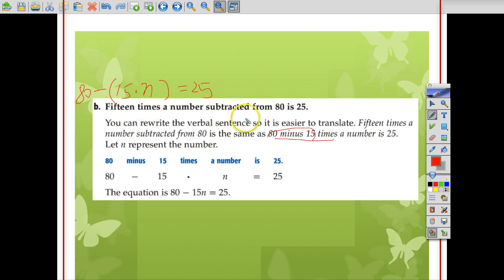So instead of just reading this, you can translate it and say 80 minus 15 times a number. So here we're going to rewrite 15 times n, and you're going to write it as 15n. So now you have 80 minus 15n equals 25.